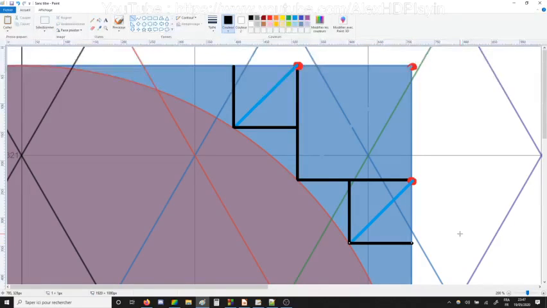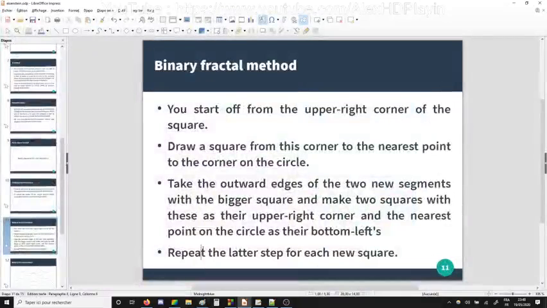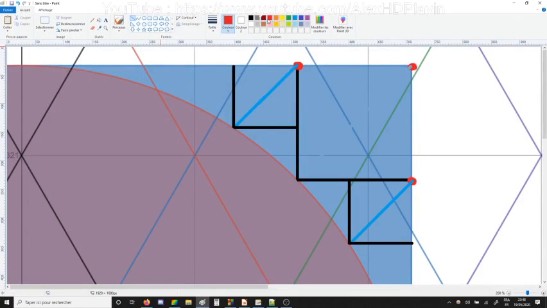Okay, we have that and that, and now we have a new bunch of squares. And then you repeat the latter step for each new square. So basically, take this corner, and this corner, take this corner, and this corner, and you're gonna do diagonals like that. And then boom, you do a square.